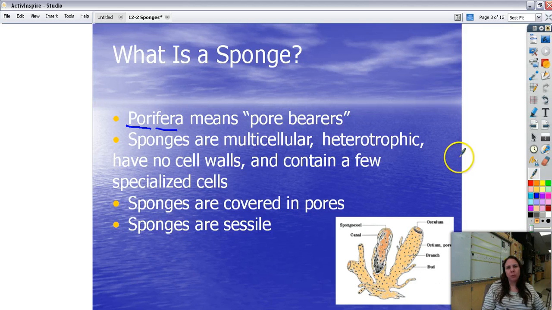As we move on into the different animal phyla, we'll see that they start to develop more and more specialized cells. Sponges are covered in pores, duh, because that's where their name comes from. So all these little holes right here, these are all pores. And this is where water actually flows out of. And sponges are sessile, this word right here. Sessile means that they're stuck to the ground. So this little thing right here kind of glues them down to the ground so they don't go floating all over the ocean.